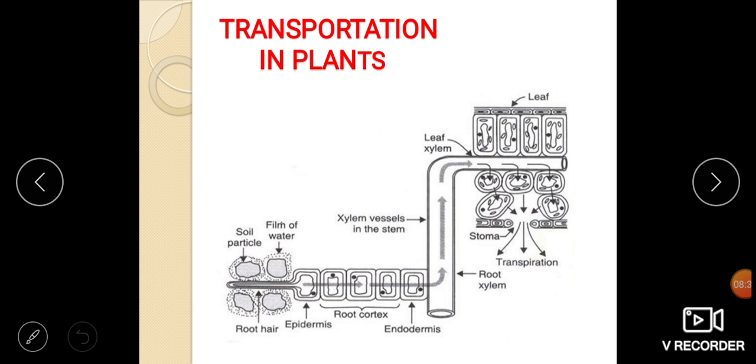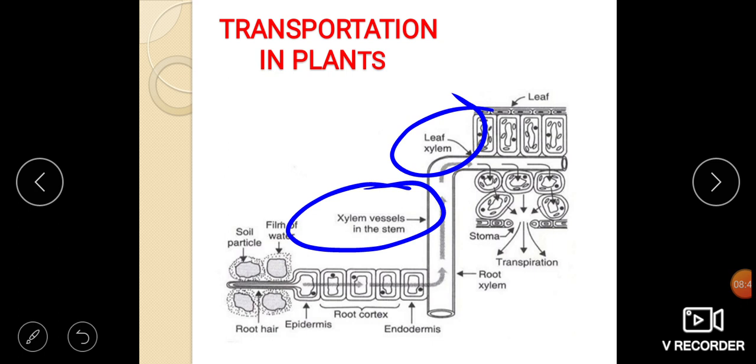This is again a flow chart which shows the same thing. You can see here the root, and then the root cortex. It is coming through cortical cells to the root xylem. Then here the stem xylem, the leaf xylem, and here the stomata. And through the stomata, the excess water moves out in the form of water vapor. We call it transpiration.